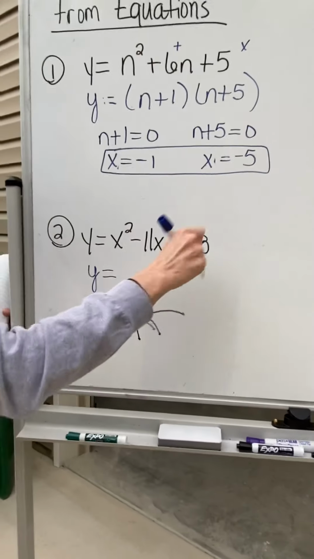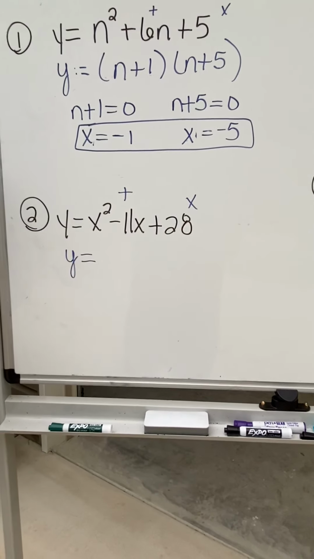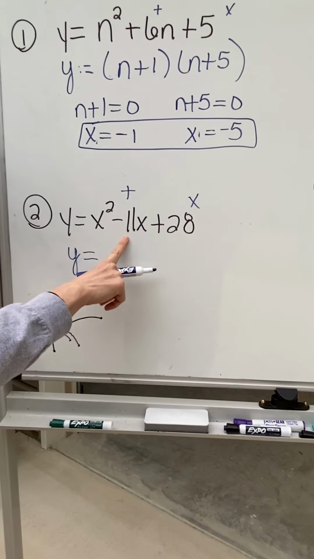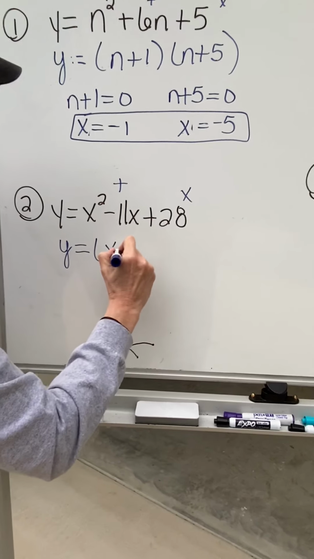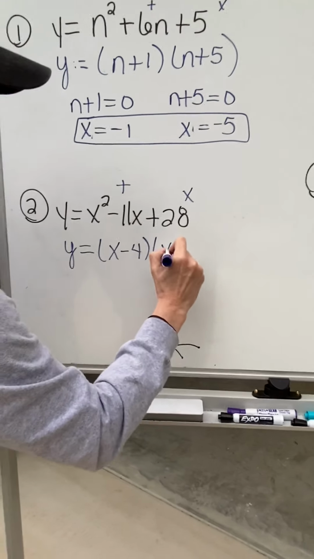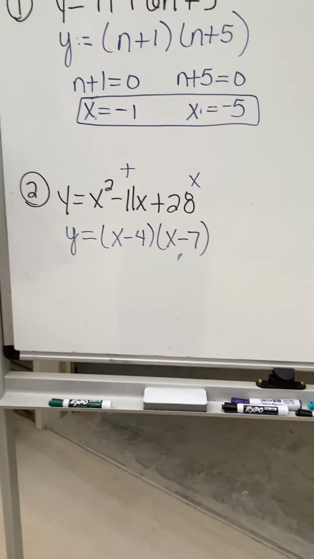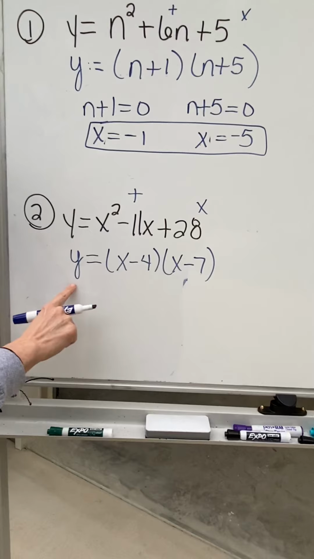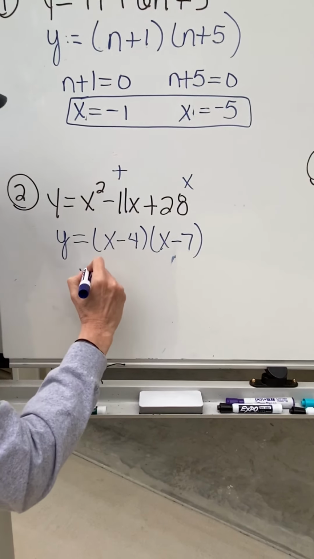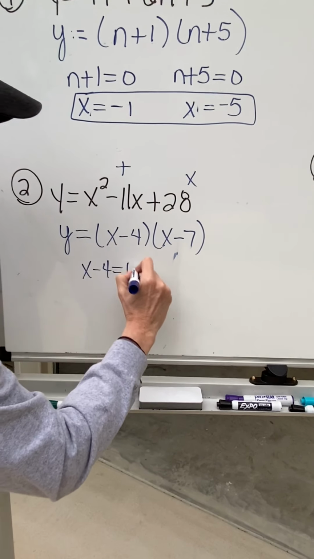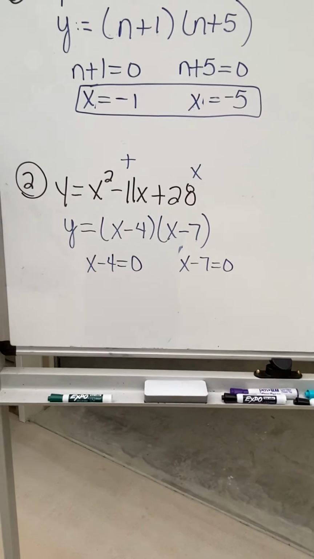So I'm going to think, what two numbers give me a product of 28 and a sum of -11? Since this is positive and this is negative, you need to remember both of these numbers have to be negative. So it's going to be x minus 4 and x minus 7. So those are your factors. Now I'm going to set each one of these factors equal to 0 because I'm trying to find the x-intercept. So I'm going to have x minus 4 is equal to 0 and x minus 7 is equal to 0. And then we just solve for x.